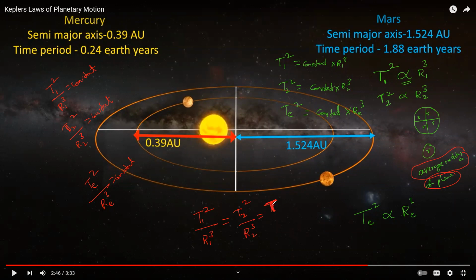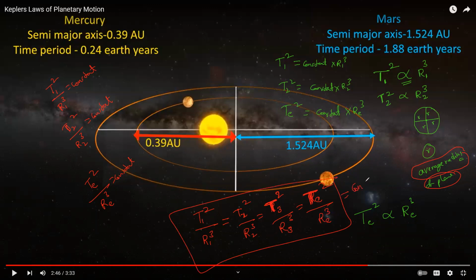It has been proved also. We will even calculate it and solve numericals. Take Earth: the square of the time period of Earth divided by the cube of the average radius of Earth always remains equal to a constant. That is called Kepler's third law. You will always get the same value. That is what is called the law of periods.